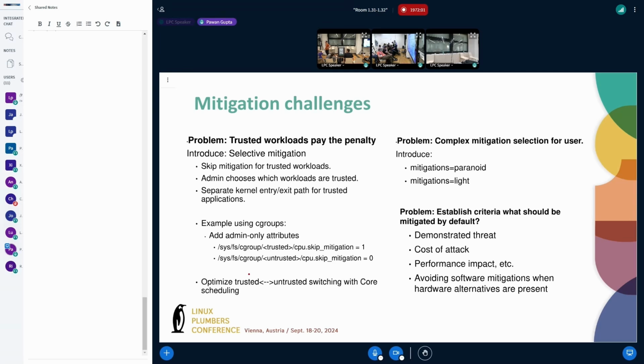I don't know if I understood your question correctly. The answer is that you have C groups per task, per process, and you would put your browser into a C group that has much more restrictive mitigations than your compiler that's just building the kernel.